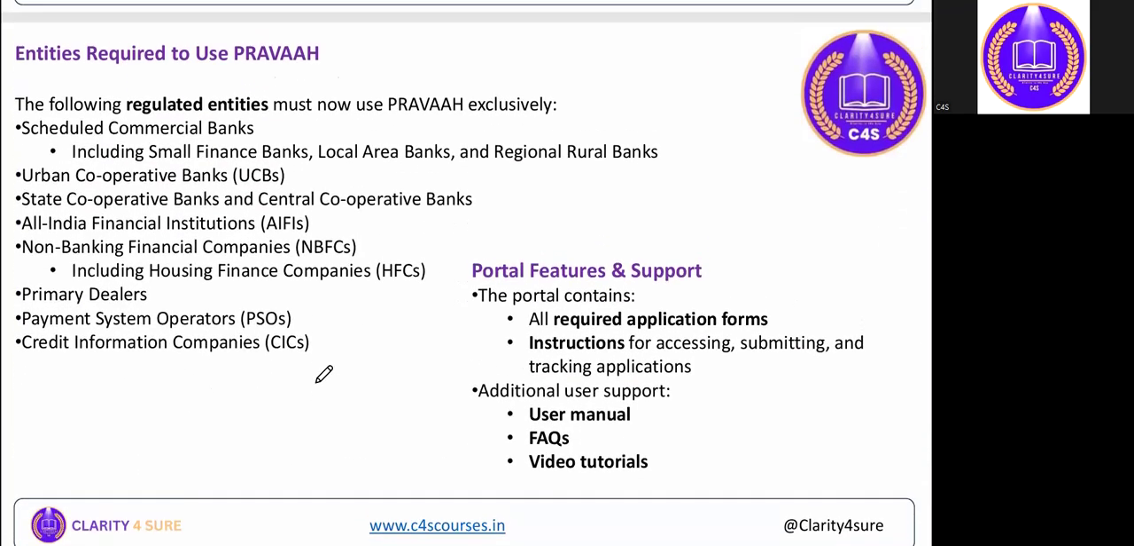Now, entities which are required to use it: this circular is talking about all the regulated entities that mandatorily need to use the PRAVAAH portal. So these are the following entities which have to use the PRAVAAH portal in order to file the application and get the approval from the RBI. The first one, scheduled commercial banks, which include the small finance, local area banks, and regional banks as well. Then we have urban cooperative banks. Then the third one is state cooperative banks and central cooperative banks.